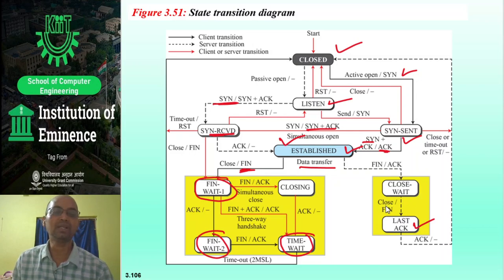I have received the FIN and I have sent the acknowledgement to the client; that is the half-closed state, but I have not sent the FIN. Once I have sent the FIN, then I enter the last acknowledgement stage. If I receive the acknowledgement, then I will go to closed.